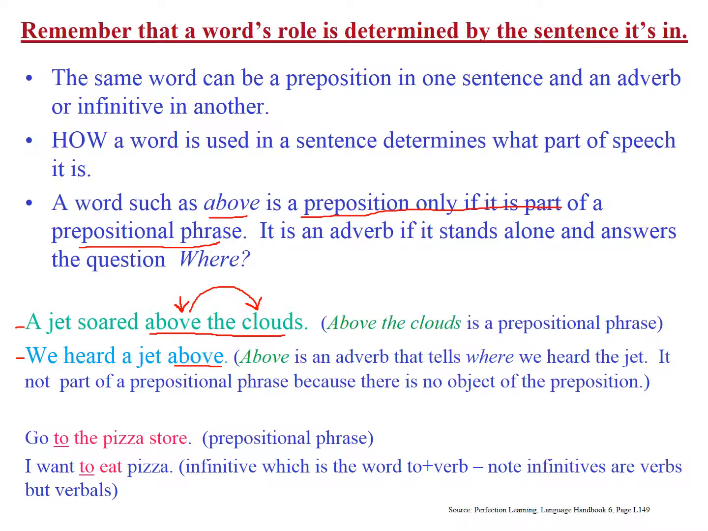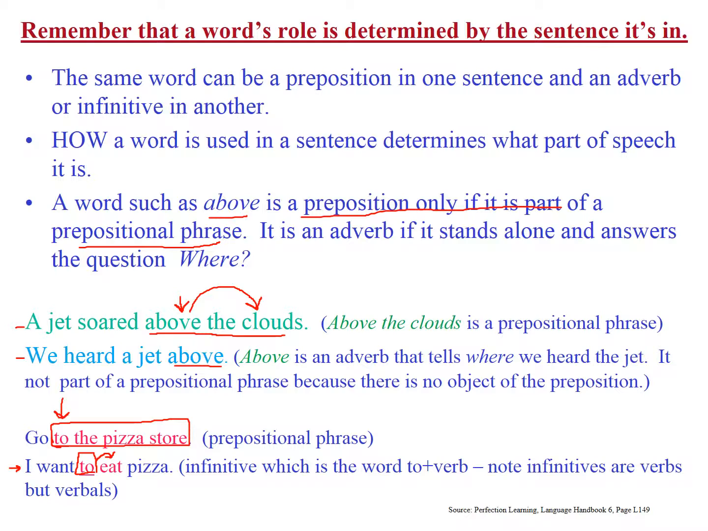Let's look at this example here. Go to the pizza store. In this example, to the pizza store is our prepositional phrase. To is the preposition word, and then store is our object. It's a noun that ends our prepositional phrase. Now look at the same word in this sentence. This one says, I want to eat pizza. So in this particular case, we still have the word to, but here it doesn't operate as a prepositional phrase because it's followed by a verb. It's not followed by a noun.